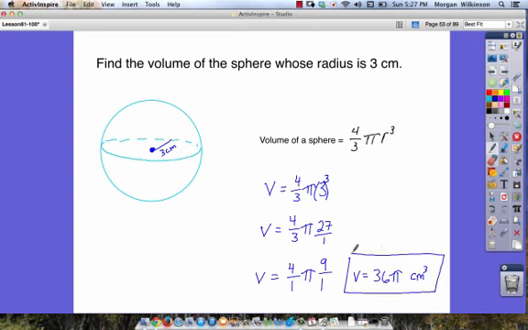The key thing is that you get into your notes that the volume of a sphere is always equal to 4/3 times pi times the radius cubed.